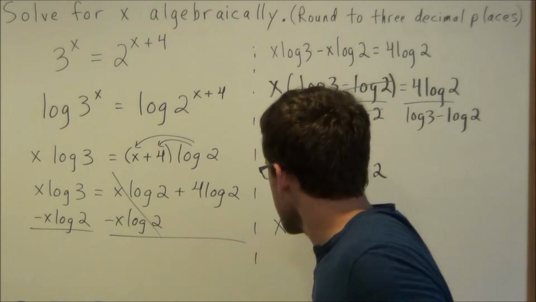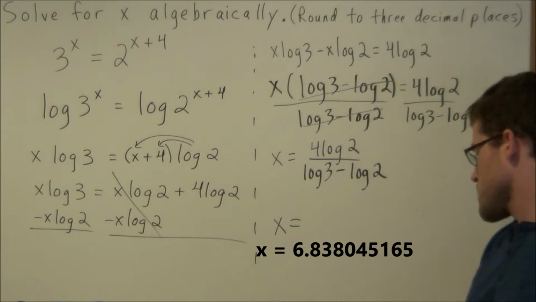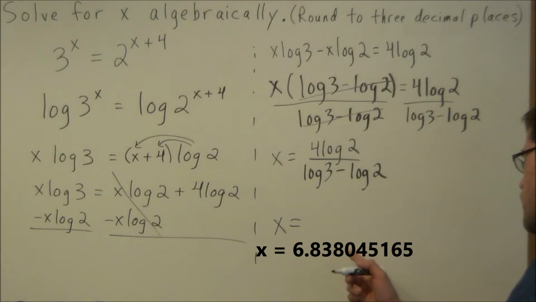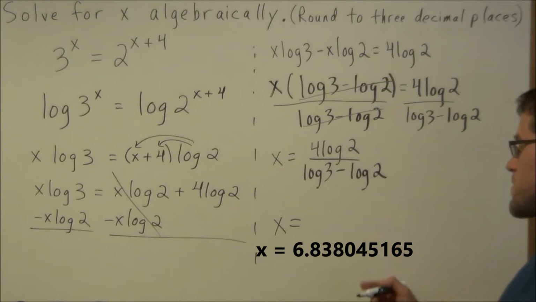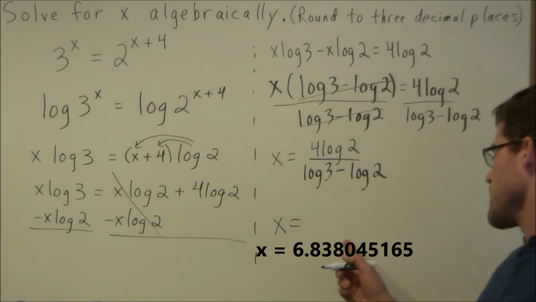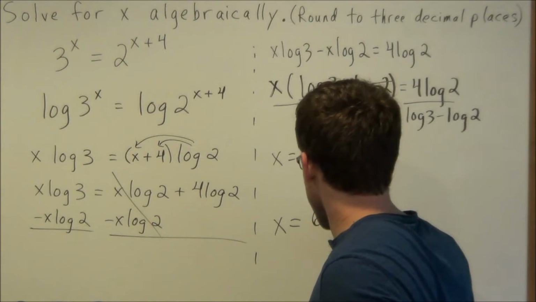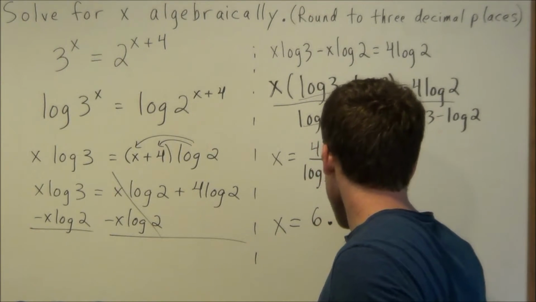And if we do this correctly, and we round to 3 decimal places, well first we'll have roughly 6.838045165. So when we round this to 3 decimal places, we look to the right of the 8 and notice it's a 0, so we're going to be rounding down. So our final answer will be x equals 6.838.